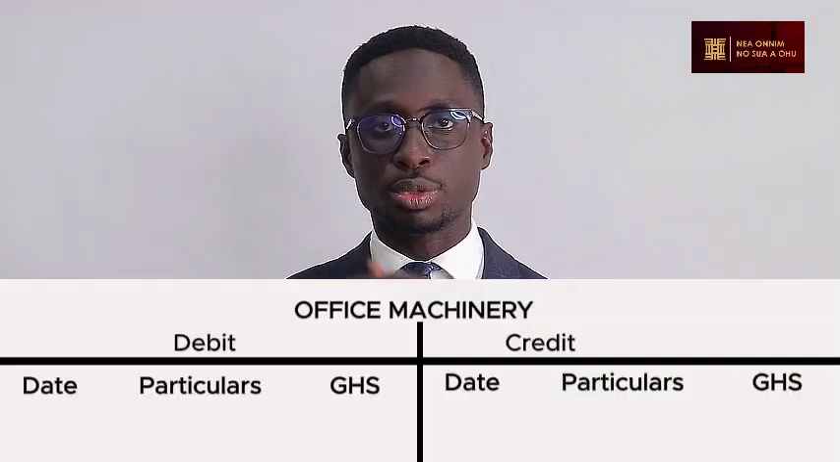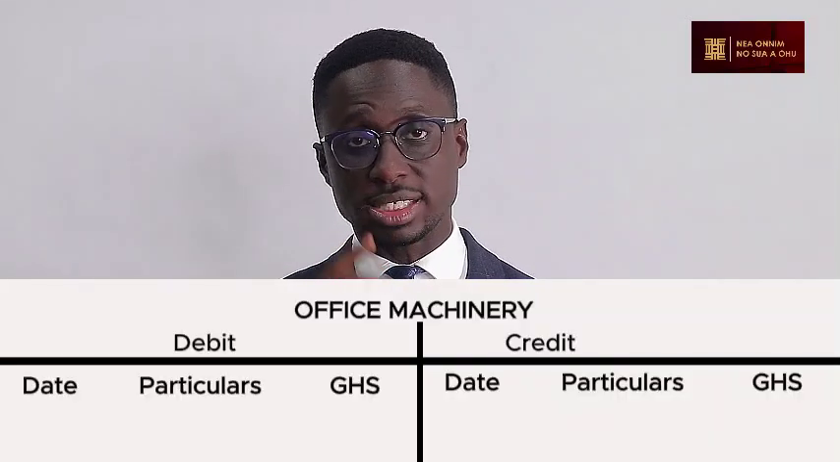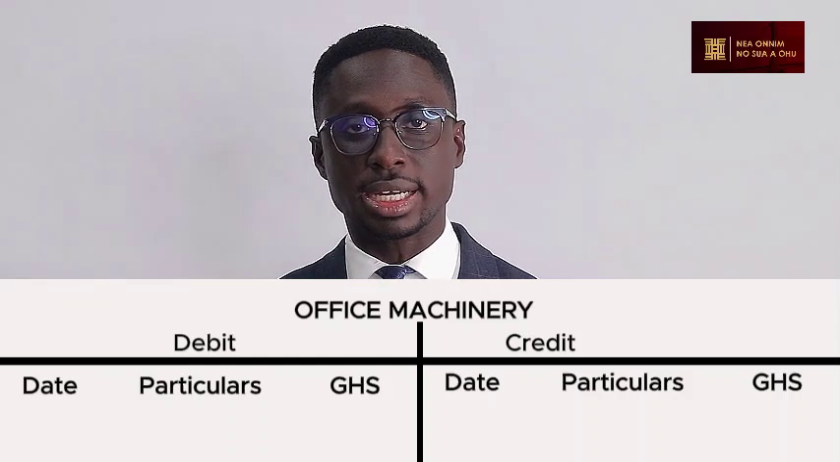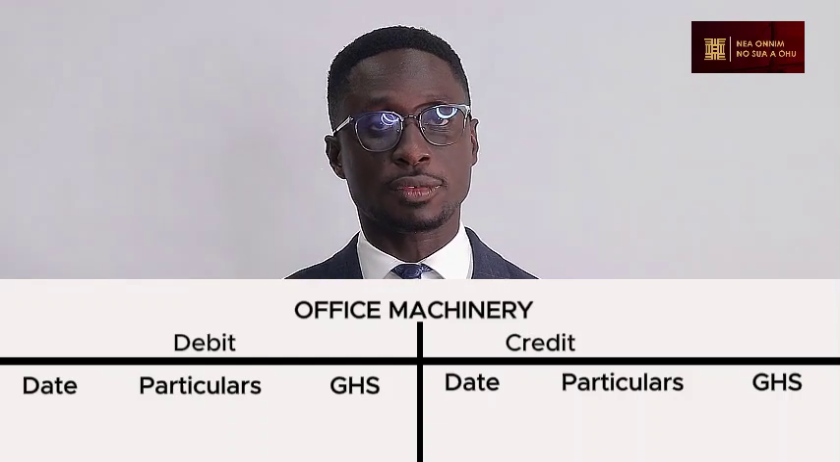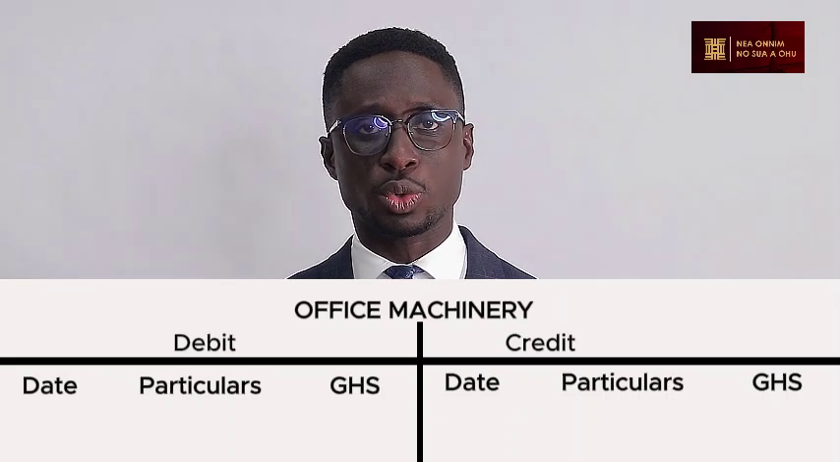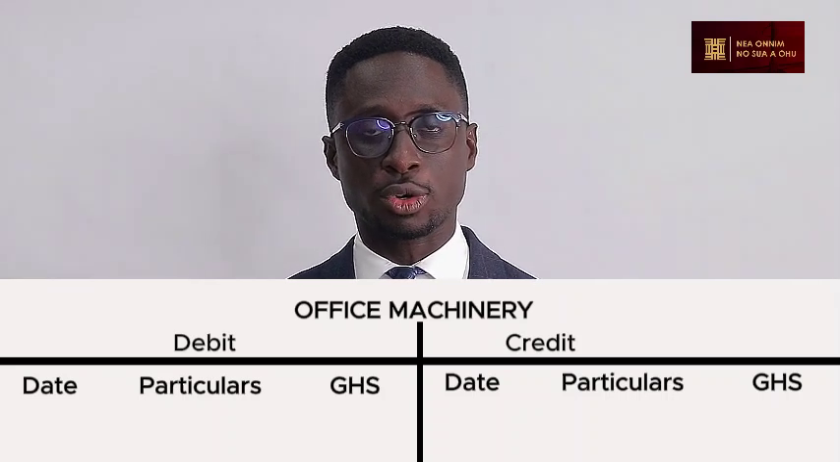Good. So let's go ahead with our T account for office machinery. So we put together our T account, put the right headings, that's debit on the left, credit on the right, and then we put the title there as office machinery. Let's put in the respective headings below the horizontal line on both sides.